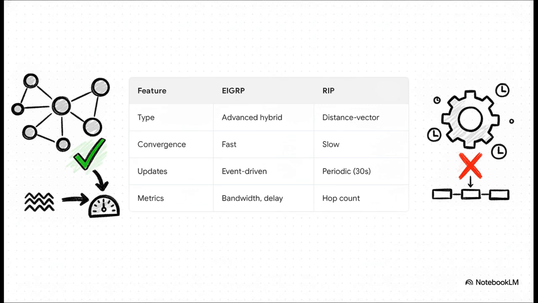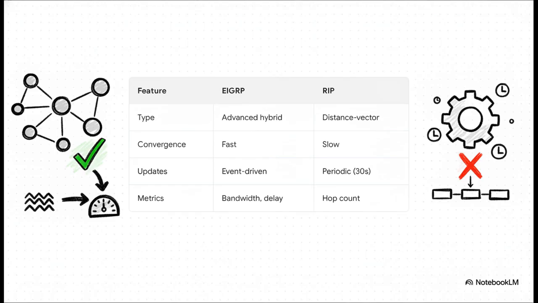To understand why enterprise networks choose specific protocols, let's compare EIGRP to an older protocol like RIP. We choose EIGRP, which is an advanced hybrid protocol, because modern networks demand fast convergence. When a link drops, EIGRP adapts instantly with event-driven updates. RIP, on the other hand, is notoriously slow and stubborn.